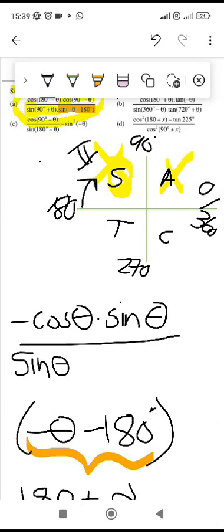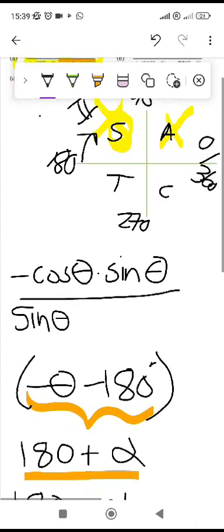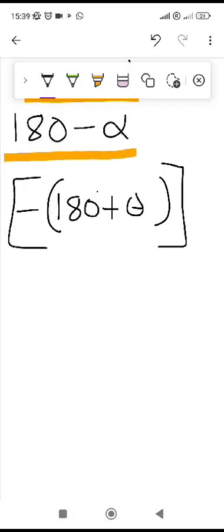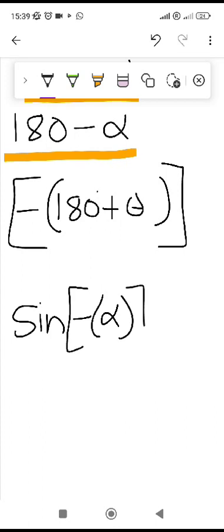Okay, so let's look at the question again. We have sine of minus theta minus 180. We are taking the negative out in our bracket, but sine is still in front of all of that. So what we have is sine, then that negative, which is the common factor we've taken out, and this 180 plus theta. For now, I'm just replacing it with an alpha so that we can deal with the negative angle first, and then we'll have our solution.